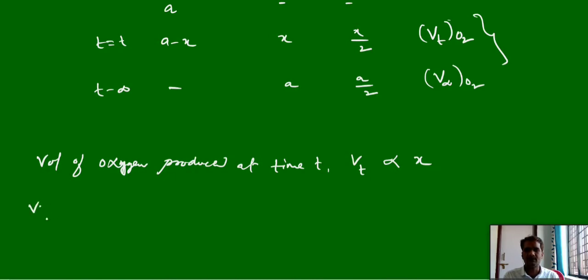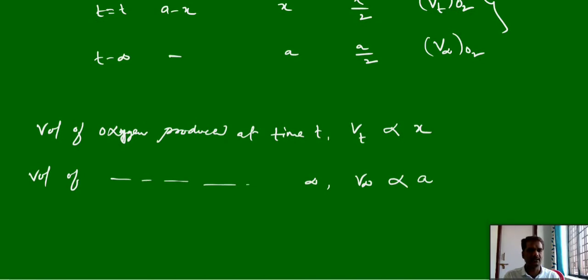Similarly, the volume of oxygen produced at infinity time, what is it? V infinity. That is directly proportional to what? At infinity time there is no more H2O2. Whatever the H2O2 consumed completely, that gives the oxygen. It means the initial concentration of H2O2 should be equal here. Whatever the volume of oxygen produced, that should be equal to the initial concentration. So we can take the volume at infinity as A.